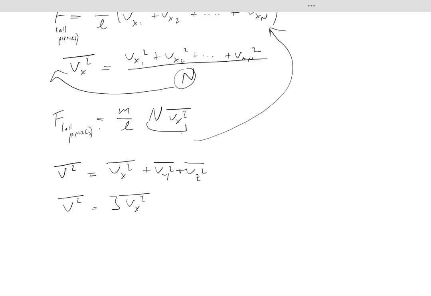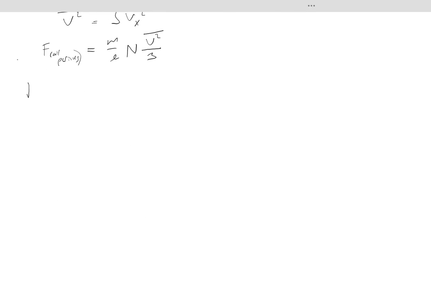So I can substitute this back into the all particle force equation. So the net force due to all particles in the box on that wall is actually equal to m over L times n times the average of the square of all the speeds over 3. So that's essentially saying that the net force is distributed over 3 directions. That's where that dividing by 3 comes from.